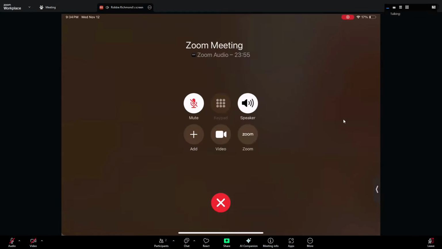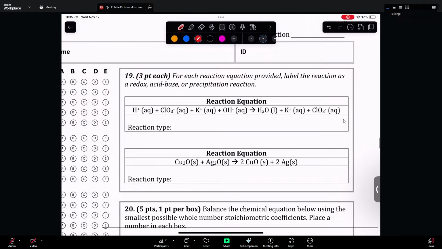Alright, so for question 19, we are basically identifying which reaction is going to be redox, acid-base, or precipitation. So for redox, that's going to be a change in oxidation states between the products and the reactants. Acid-base, that's when an acid and a base come together to form water and some form of salt. And a precipitation reaction is when we introduce 2 solutions, aqueous solutions, with each other, and usually that will result in a formation of precipitate and some spectator ions.